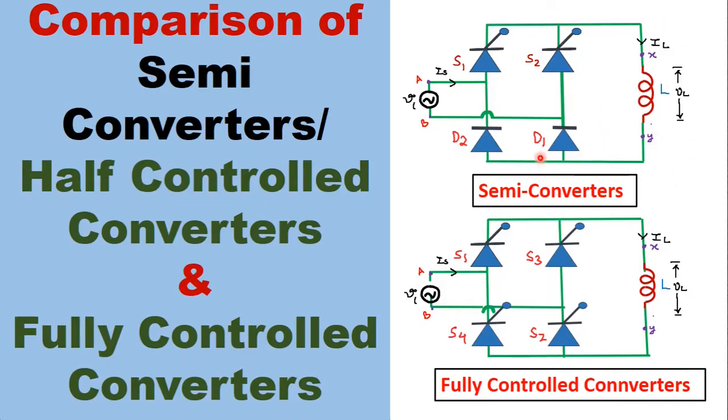This is the circuit diagram of semi-converter. In this circuit, we can see that we are using a combination of SCRs and diodes. In the bridge configuration of semi-converters, we use two SCRs S1 and S2 and two diodes D2 and D1. And in the fully controlled converters, we use only SCRs or thyristors, as you can see in this circuit diagram.